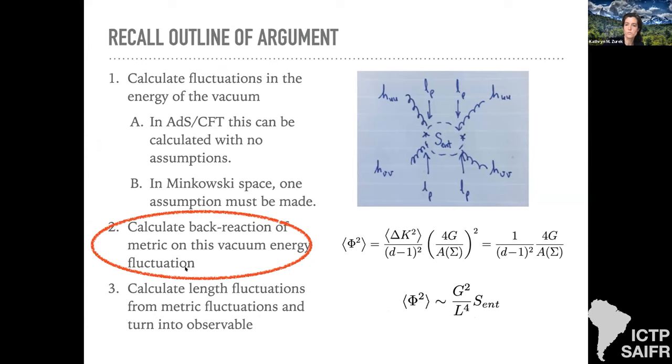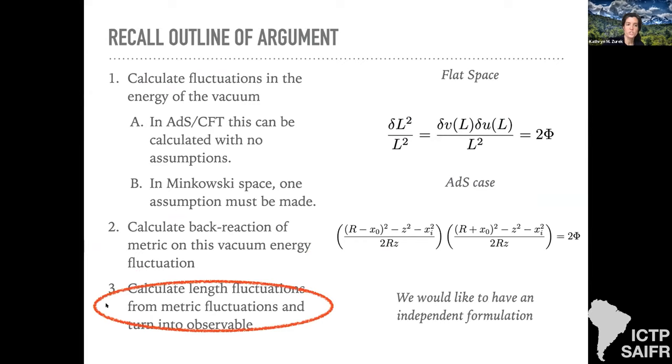In my mind, if one were going to question the weakest step in this argument, it's to calculate these length fluctuations from the metric fluctuations and turn that into an observable. The reason is that we don't yet understand how to fully do bulk reconstruction. So to get around that, what we've done is to take these averaged quantities and relate them to the way a photon travels by doing a coordinate transformation. That means that one power of this metric fluctuation goes like the product of the length fluctuations, and that's where a square root comes into the length fluctuations. So you would like to have an independent formulation of this.